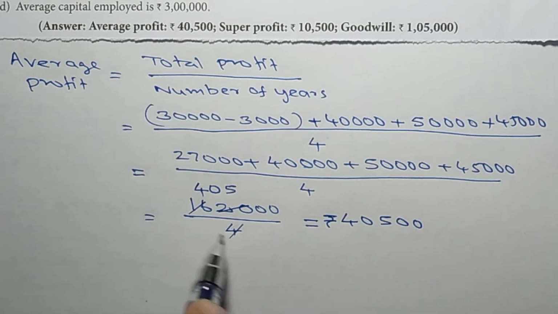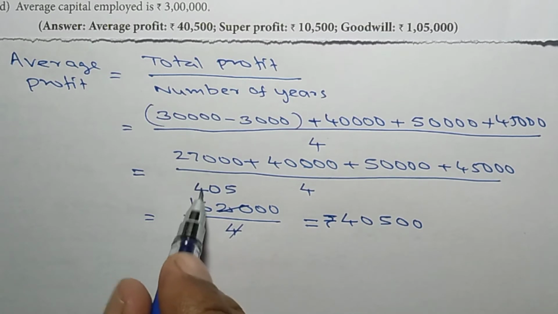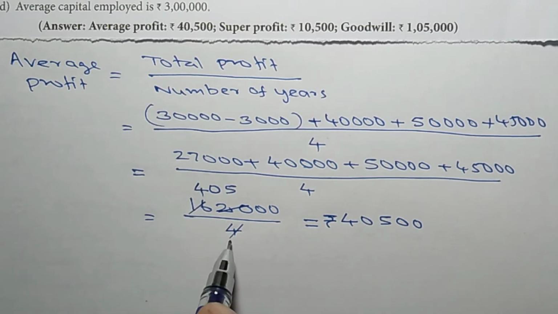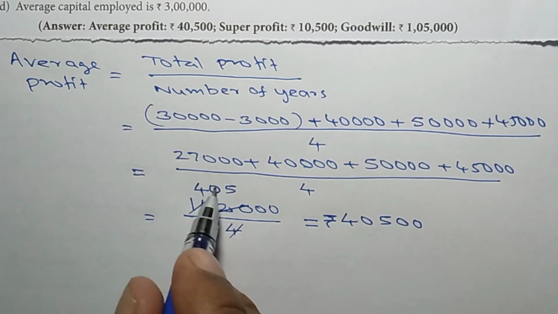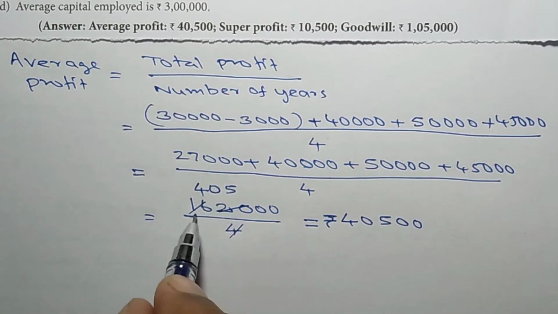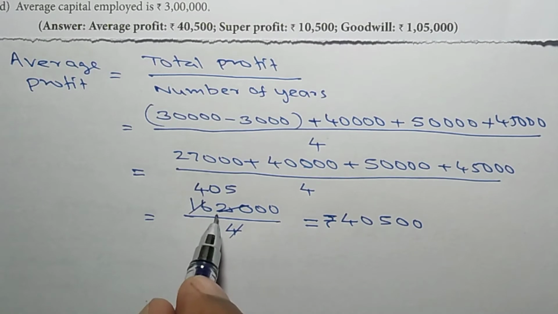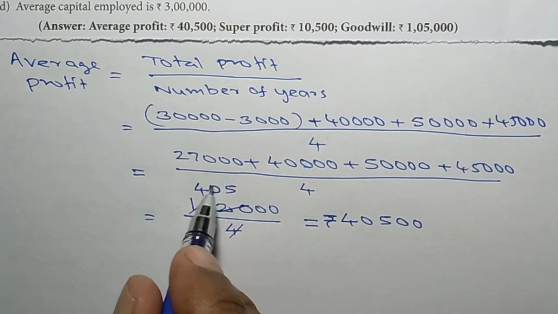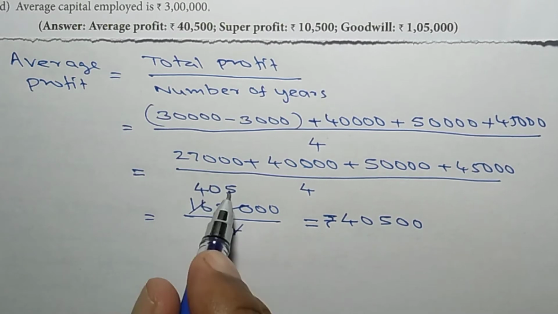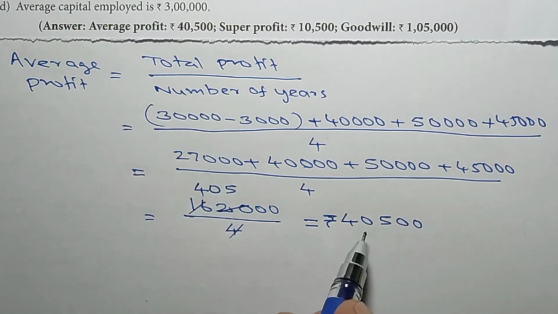When dividing, in this 16, 4 fours are 16. Then 4 does not go into 2, so we have to take 20. When taking that, first put 0. You should not directly put 5 times for 20. 4 fours are 16. Then since 4 does not go into 2, we take 20. To take 20, we should first put 0. Then 5 times in 20. Then these two zeros. So 40,500 is the average profit.